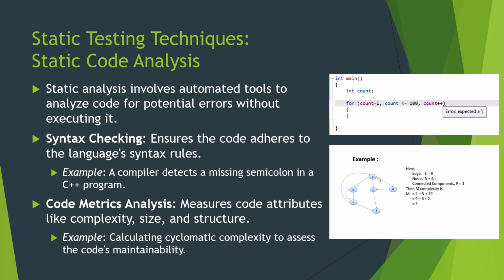Okay, let's see static code analysis. Static code analysis is done using tools that scan the code without running it. Examples include syntax checking. Make sure the code follows language rules, like finding a missing semicolon. And code metrics analysis. Measuring things like complexity or size of the code.